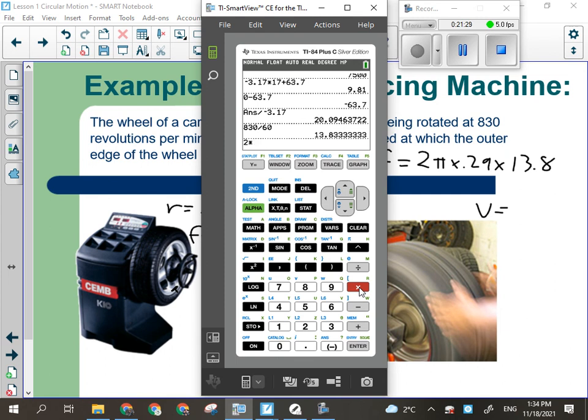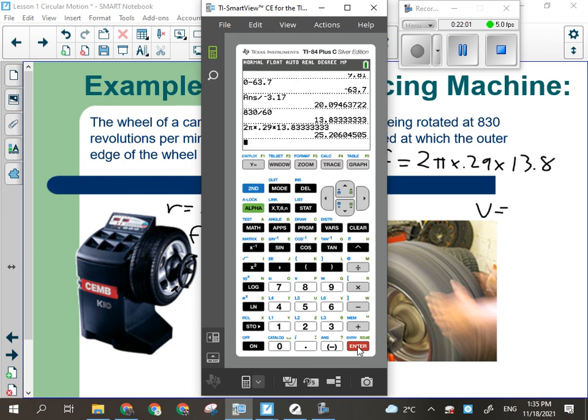Actually use pi. Really, really important. Pi is a much bigger number than 3.14. Okay? So hit the pi button. That's second function on the up arrow here. So 2 pi times 0.29 times that 13.8. Okay, so the outer edge of the tire is moving at 25 meters per second.